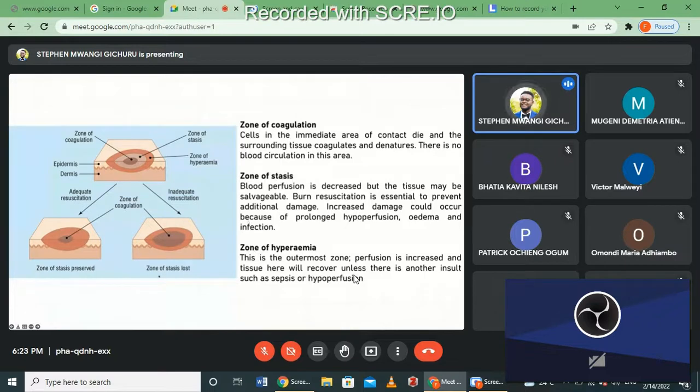Okay, so the zone of hyperemia, this zone has increased blood supply. This is the outermost zone, the zone farthest from the point of contact. Most of the time, this place will recover. Unless something bad really happens, like sepsis or reduced blood pressure, you will not have any issues. So you can see here, this is what I'm saying: adequate resuscitation, because stasis is preserved. But the center part will always be dead. If inadequate resuscitation is done, then the zone increases in size.